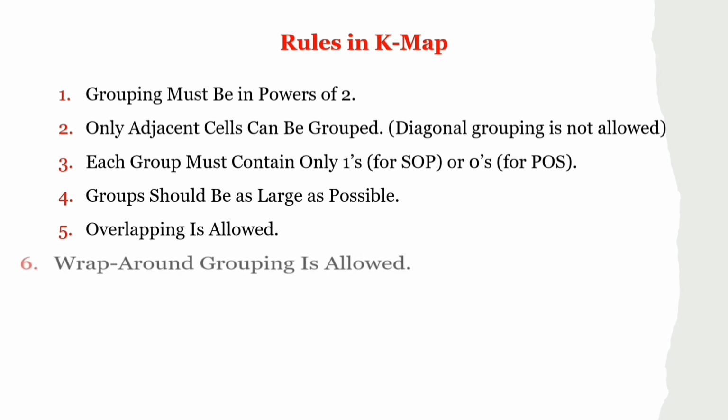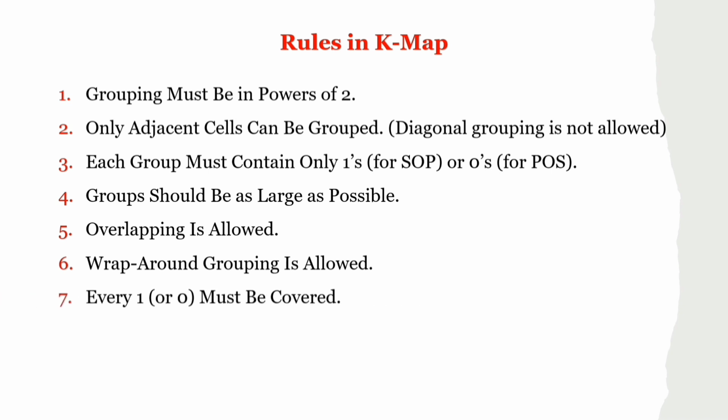The sixth rule is wrap-around grouping is allowed. That means the leftmost and the rightmost cells, or the top and bottom cells, are considered adjacent, and we can group them together. The seventh rule is every 1 or 0 must be covered in at least one group. Here, 1 is considered in the SOP and 0 is considered in the POS. In SOP, all the 1s in the K-map should be grouped. In POS, all the zeros in the K-map must be grouped.